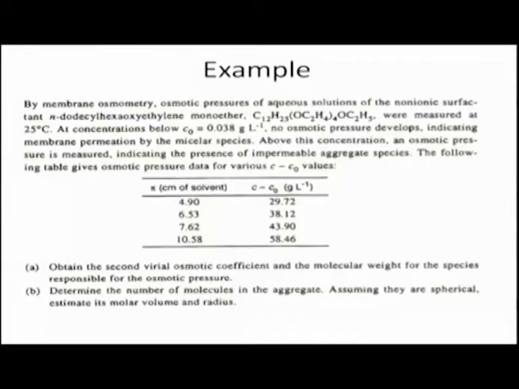Okay, welcome back. In this short lecture, I am going to take an example. This is an example on membrane osmometry, where osmotic pressures of aqueous solution of non-ionic surfactant dodecyl hexaoxyethylene monoethyl, which is the complex here, were measured. You can see the formula. It was measured at 25 degrees Celsius.